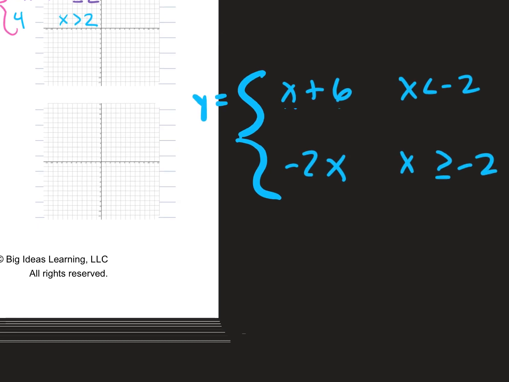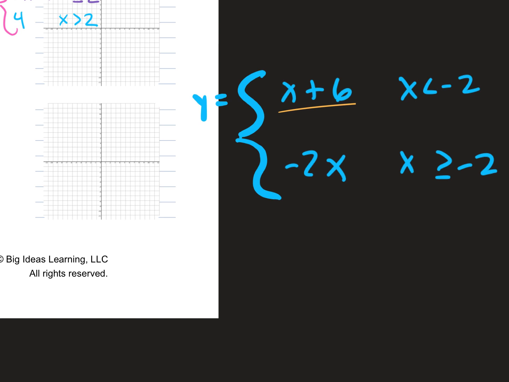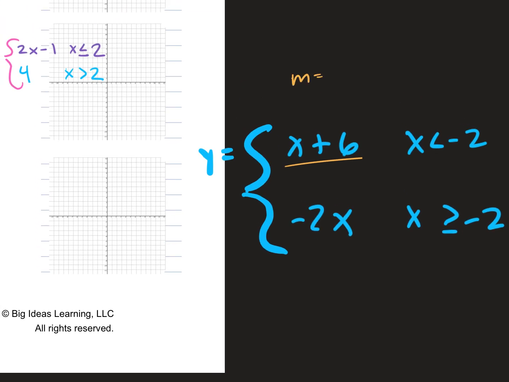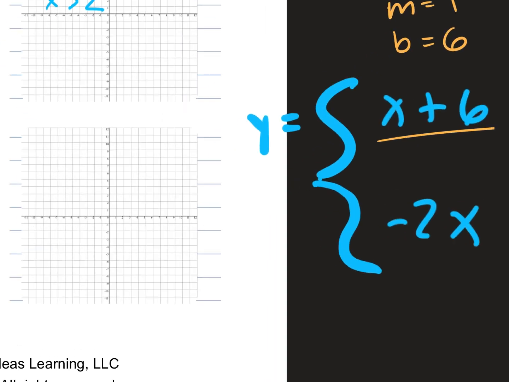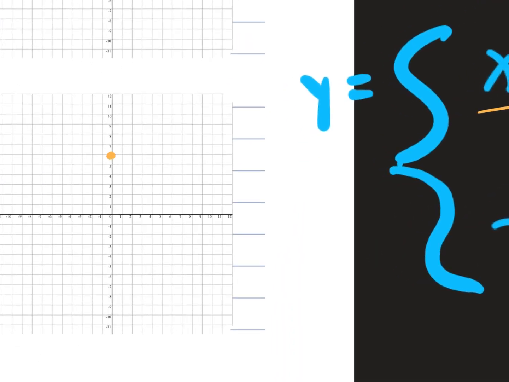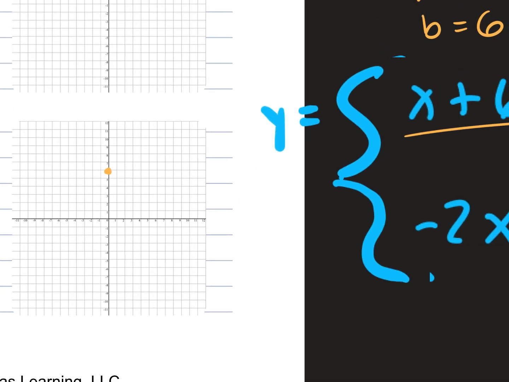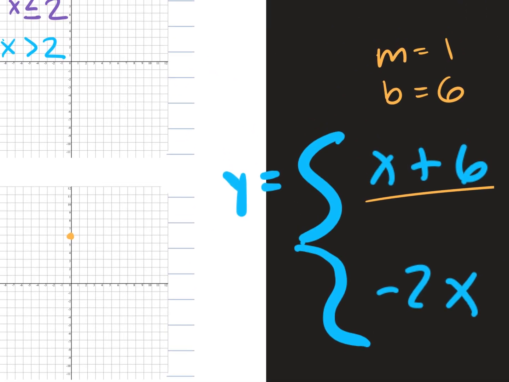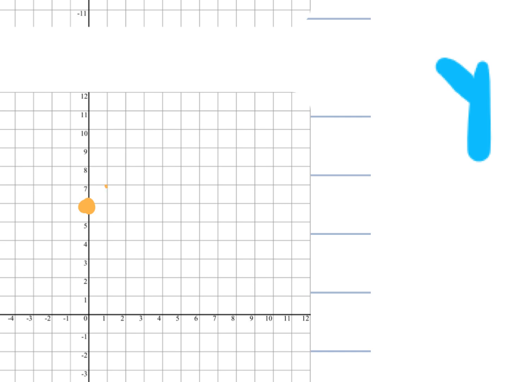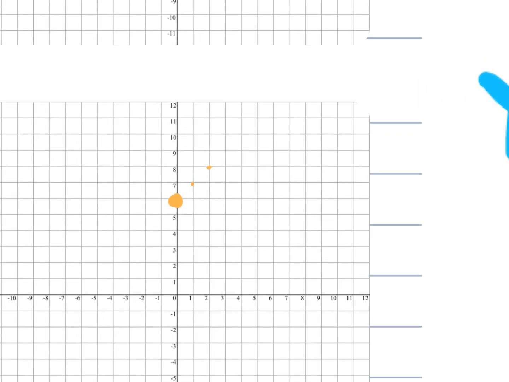All right. So for our first piece, what's my slope? 1. Slope is 1. I'm going to write it up here. So slope is 1. What's my y-intercept, my b? 6. So what's the first thing I need to put on the graph? 6. So put a point on the y-axis at 6. And then how would I show the slope of 1? Up 1 to the right 1, up 1 to the right 1. So we draw a full line first.